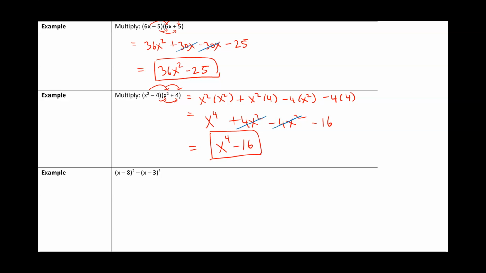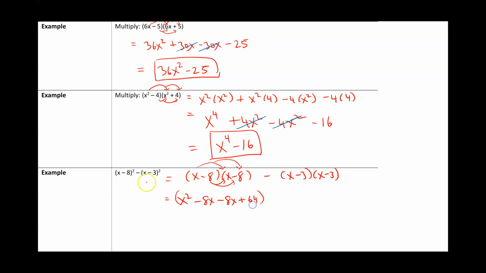Lastly, we have x minus 8 squared minus x minus 3 squared. So here we have to be careful for a couple of reasons. One, whenever we have a square, it means we have x minus 8 times x minus 8. Same thing with the x minus 3. We have x minus 3 times x minus 3. And then we distribute. So we have x times x is x squared. And then we have x times negative 8, that's a negative 8x. Then we also have a negative 8 times x, that's a negative 8x. And a negative 8 times negative 8, which is a positive 64.